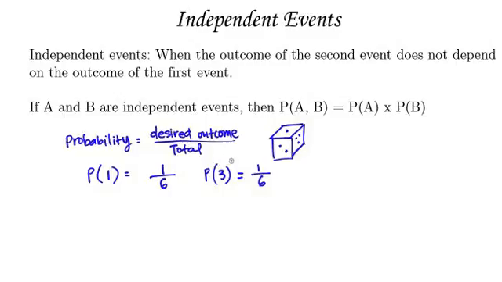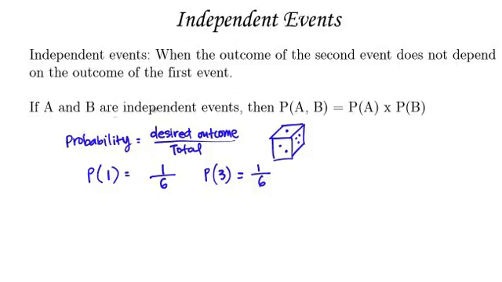Now, we're talking about when we have 2 or more events. When there's 2 things going on, those 2 events can be either independent events or dependent events. Independent events is when the outcome of the second event does not depend on the outcome of the first event. Think about what the word independent means. It's not affected by anything else. The first event happens, the second event happens, and they don't affect each other.